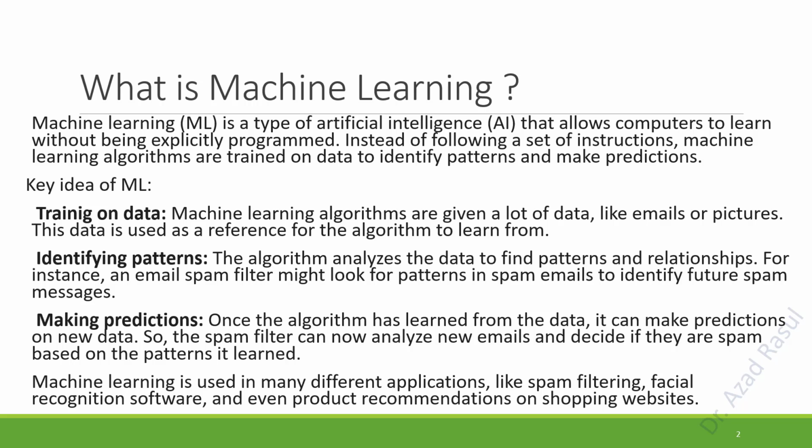This process involves three key steps. First, training on data. Machine learning algorithms are given a large amount of data, like emails or pictures. This data is used as a reference for the algorithm to learn from.